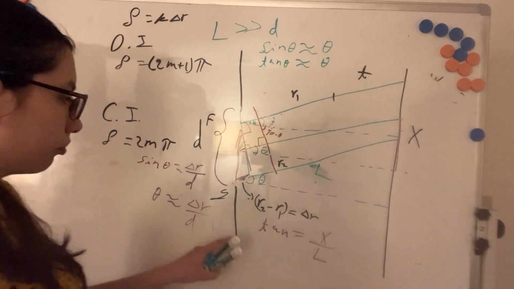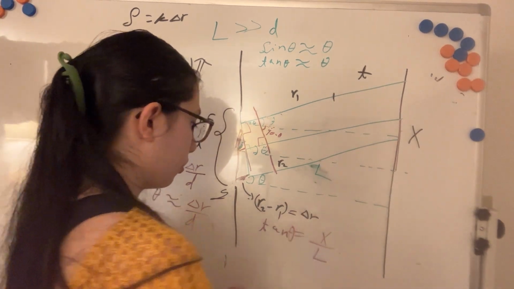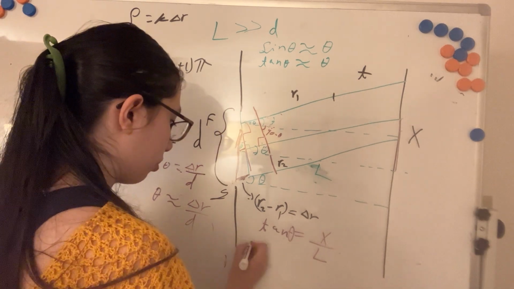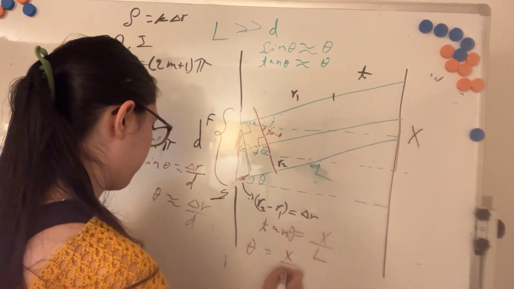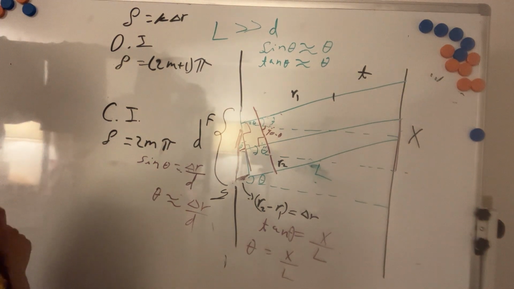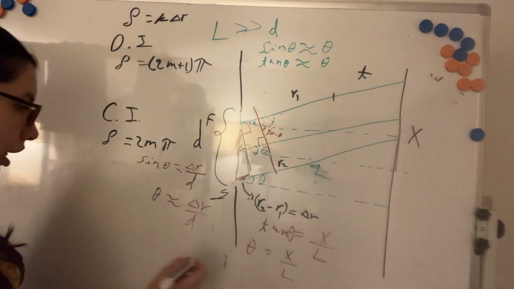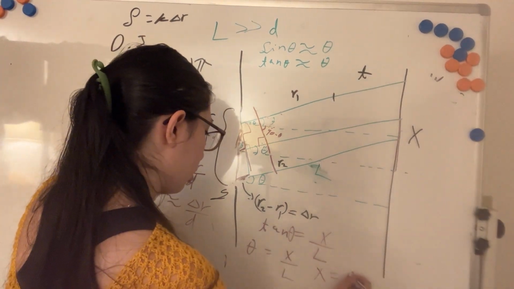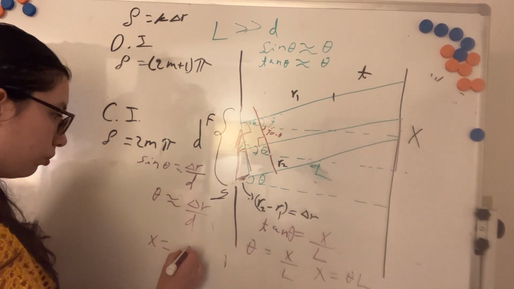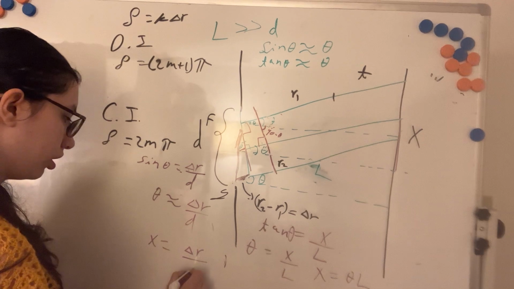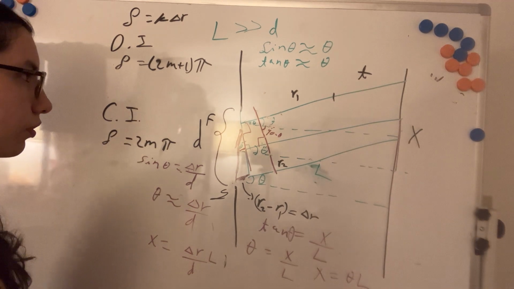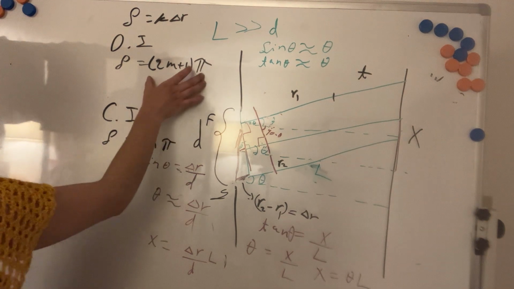So sorry, tangent of theta. But because tangent of theta is approximately theta by the small angle approximation, you could say that theta is x over L. So x is equal to theta times L, and so x is equal to 2 delta R over D times L. Now, in order to have constructive interference, we need this condition.